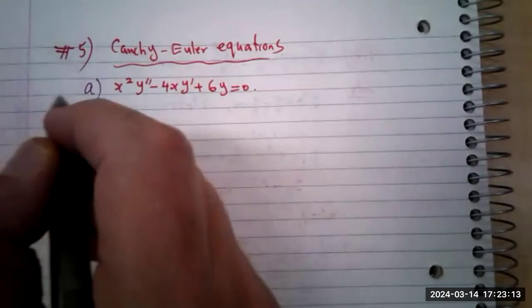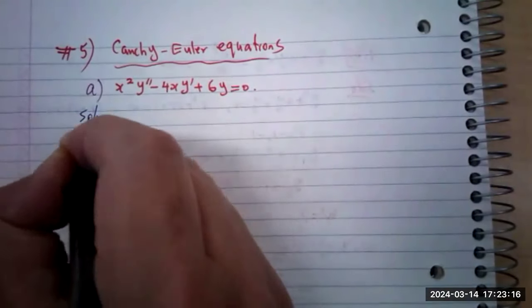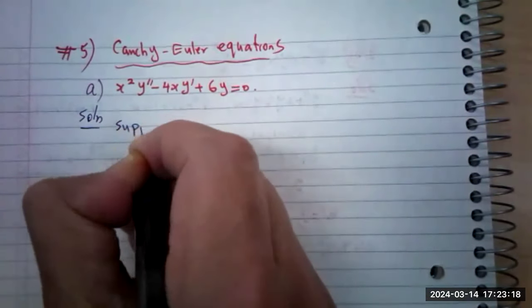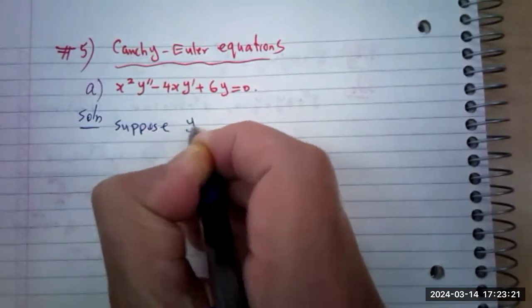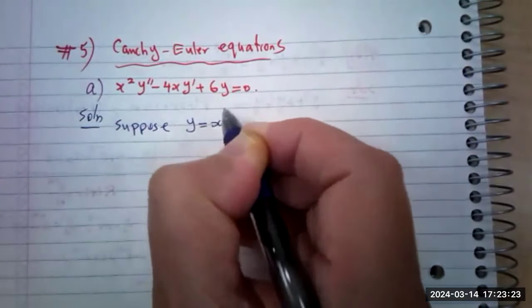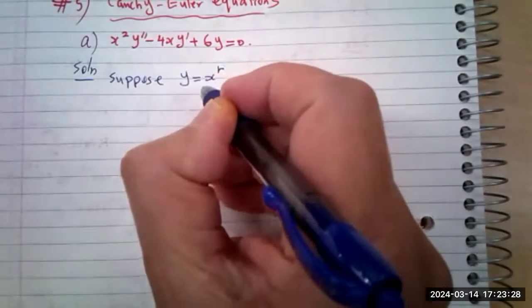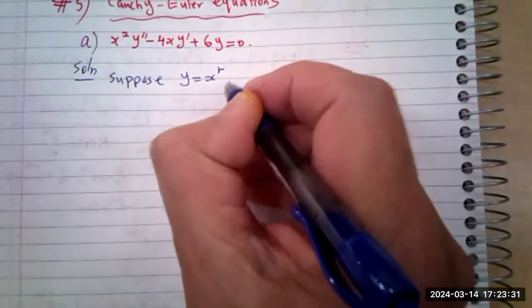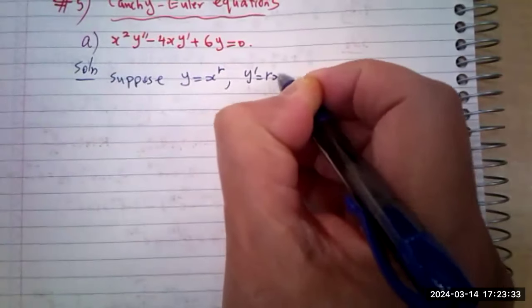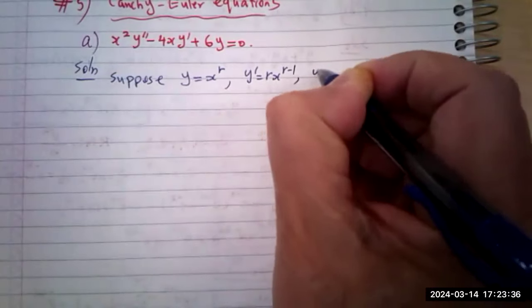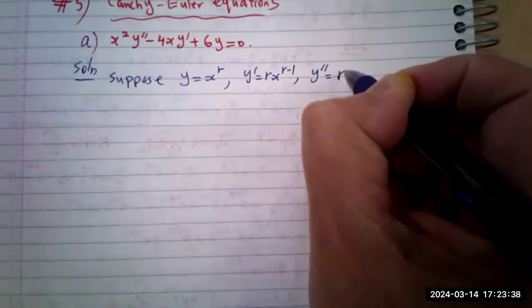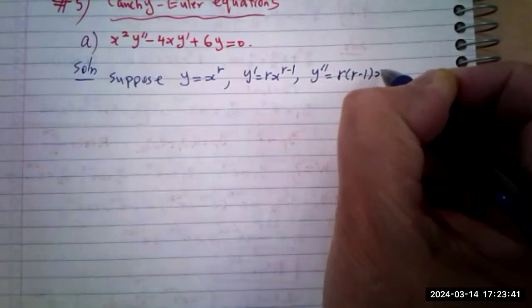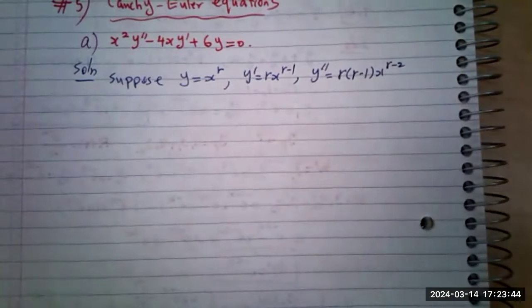So this is it. There was a formula that we proved, but I prefer to substitute. If you want to memorize that formula, it's up to you. I suppose y equal to x to the r, so y prime would be r x to the r minus 1, and y double prime would be r times r minus 1, x to the r minus 2. You substitute these into the equation, and all the x's would disappear.